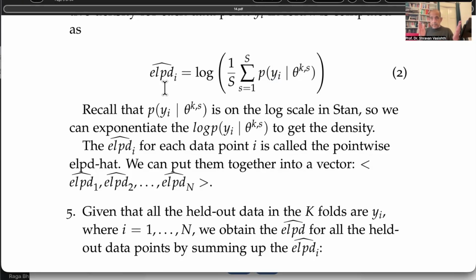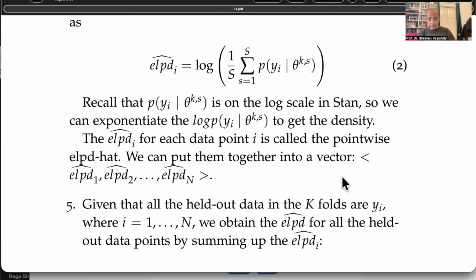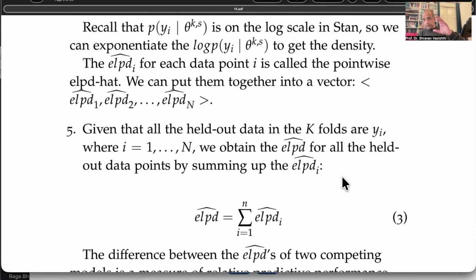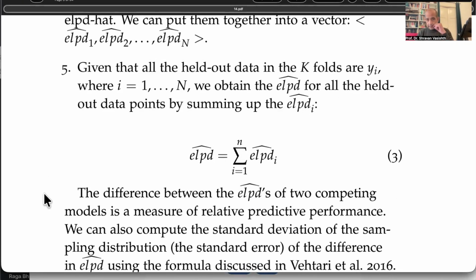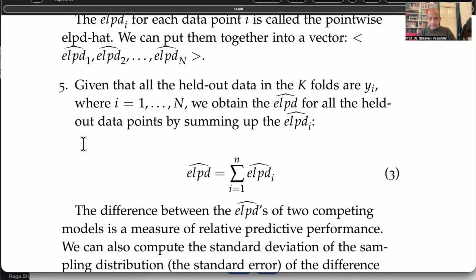So if you have n held out data points, you're going to get n ELPD hats, one for each of those data points, and that's called a pointwise ELPD hat. Later on, we'll see how to visualize the pointwise ELPD hats, and that will help us understand which model is doing better, and why and where, for which data points. So all that is coming later.